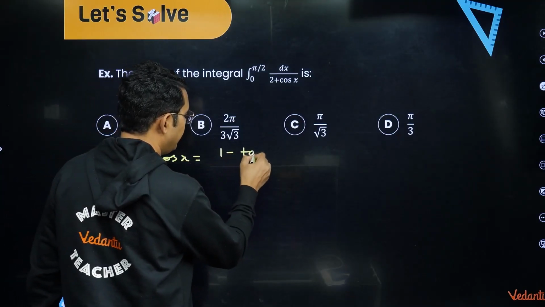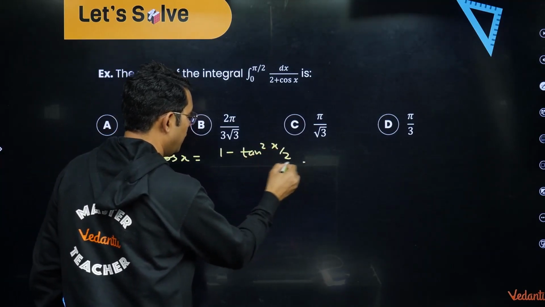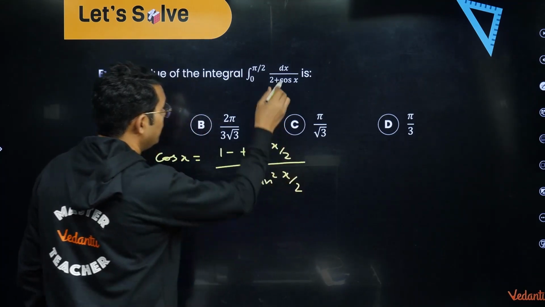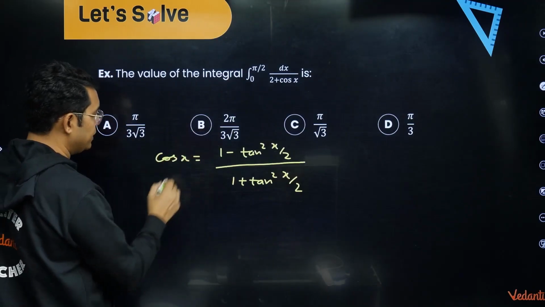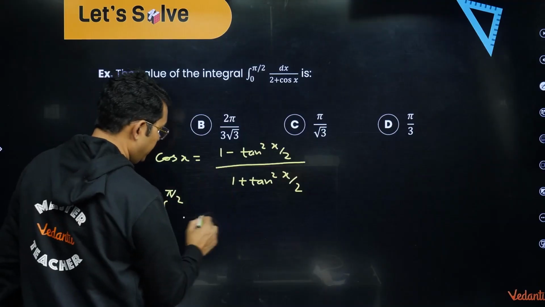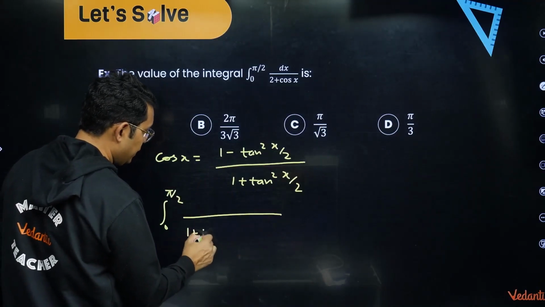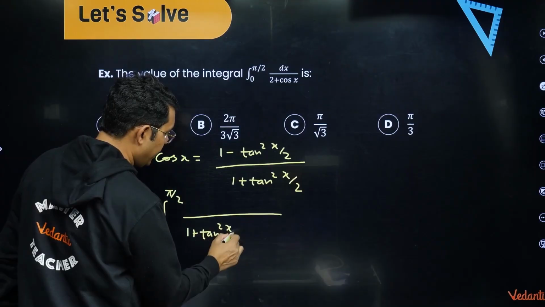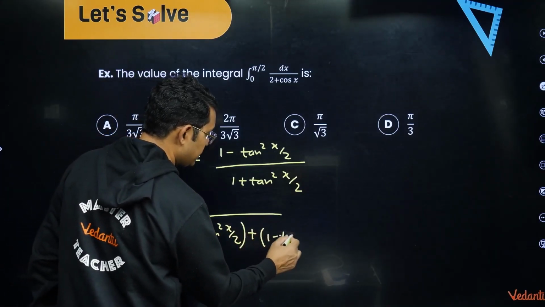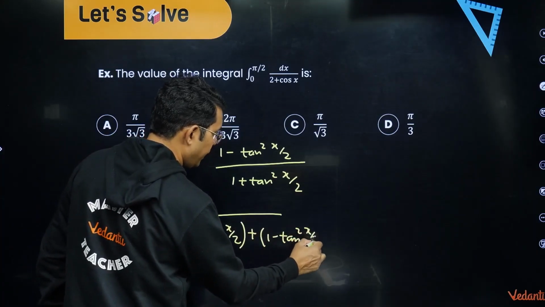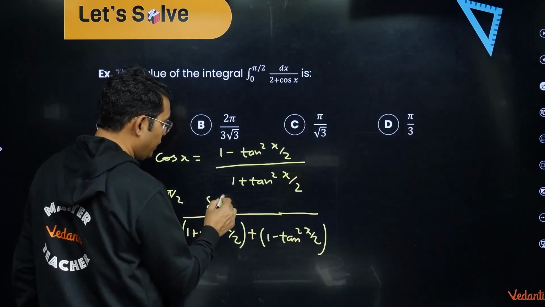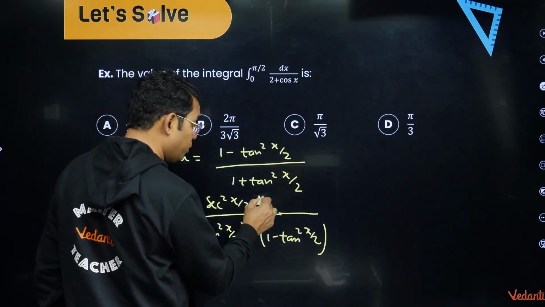(1 minus tan square x by 2) upon (1 plus tan square x by 2). After writing cos x like this, it will be 0 to pi by 2, and in the denominator it will be 1 plus tan square x by 2 after taking LCM, into 2 here, plus 1 minus tan square x by 2, and this 1 plus tan square x by 2, which is secant square x by 2, will come in the numerator actually.